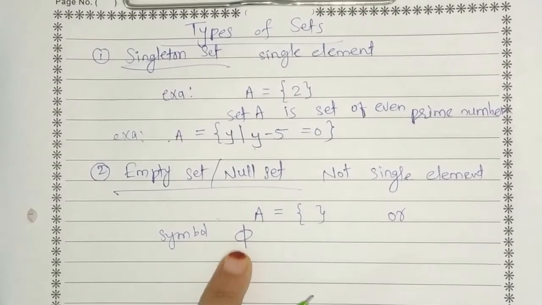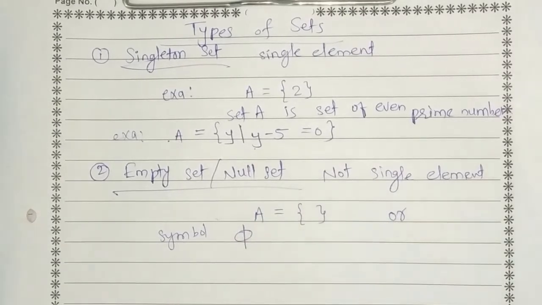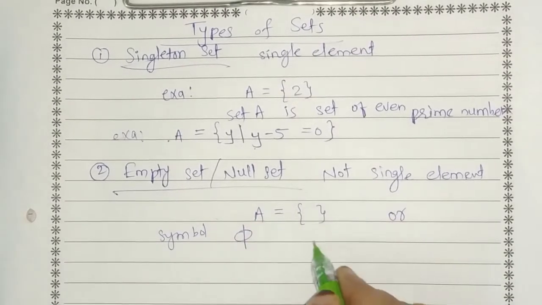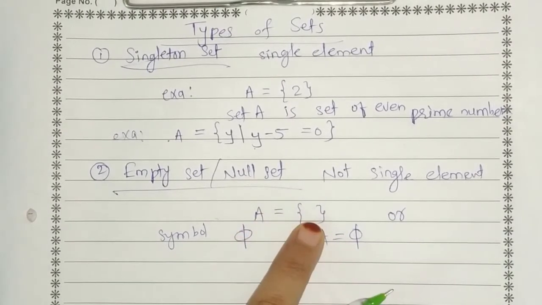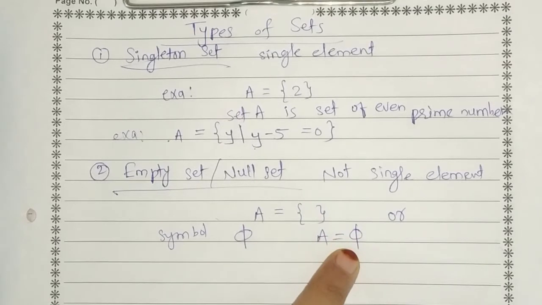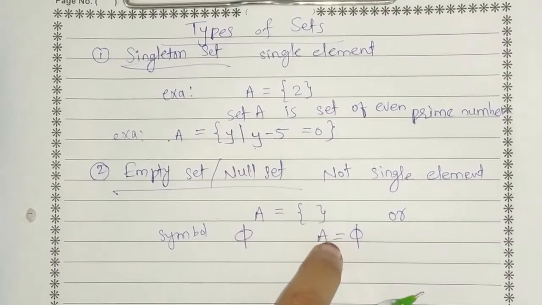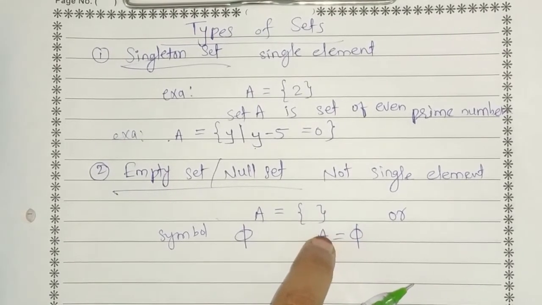We use the symbol phi to denote an empty set. Like I can write here A is equal to phi. What does it mean? A is an empty set or A is a null set. Both indicate the same.